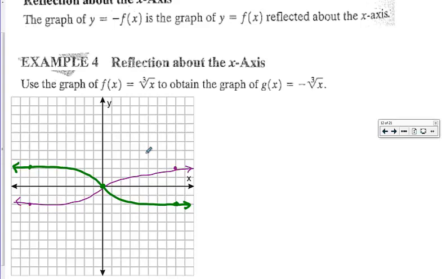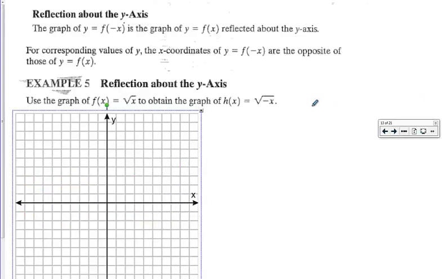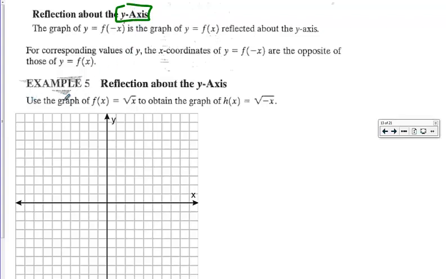Okay, reflected about the x-axis. Similarly, if you have the negative on the inside, that's going to be reflected about the y-axis. Okay, so on example 5, they say use the graph of the square root of x to obtain the graph of the square root of -x. So on this one, we go through (0, 0), (1, 1), and (4, 2). Okay, so it goes like this.